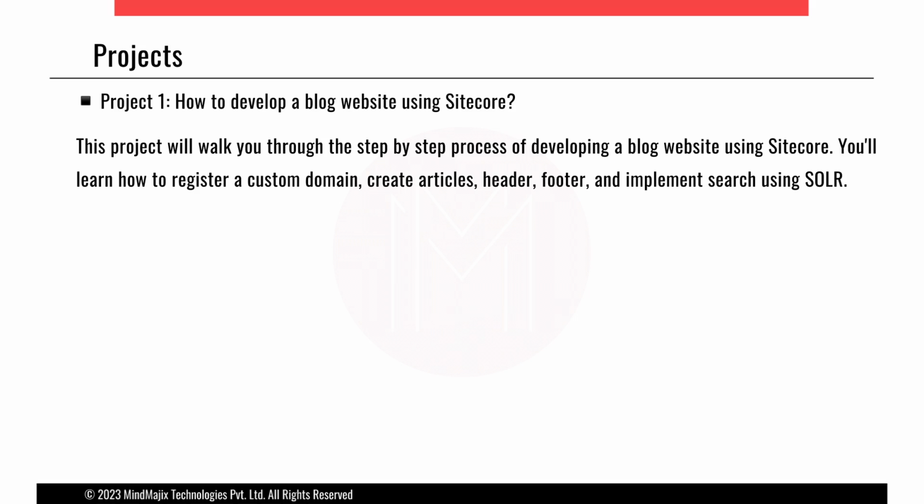Once the training starts, we'll go through implementing a project, like how to develop a blog website using Sitecore. We will go through that topic, and we will try to implement that in our blog website. By the end of the training, we will be ready with a blog site, where we create a custom domain, create articles, add articles to that site, which will have a header and footer, and we'll implement Solr search as well.